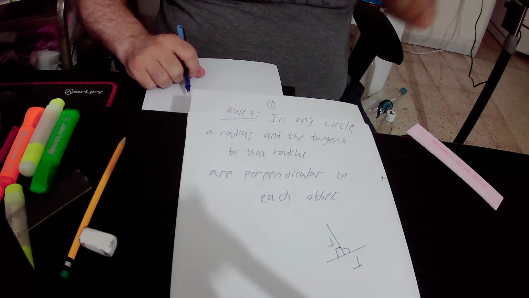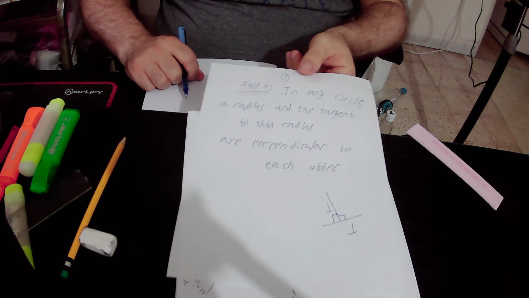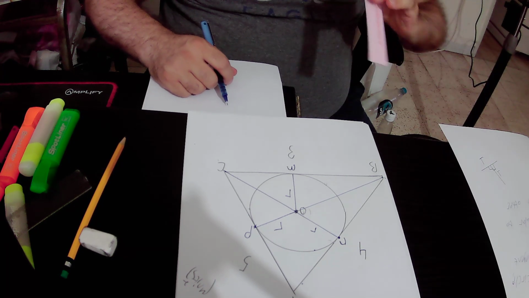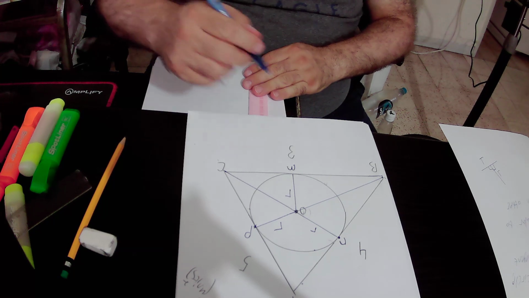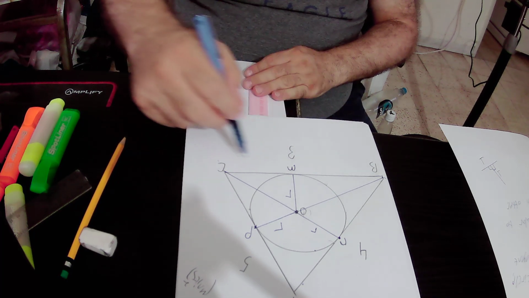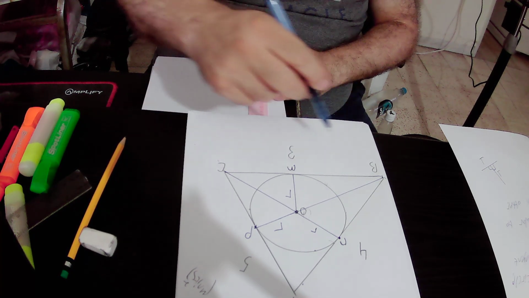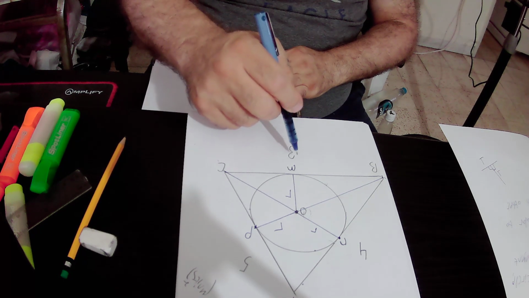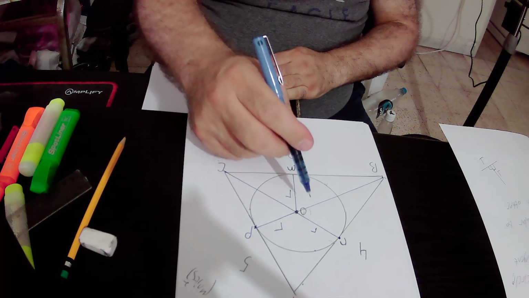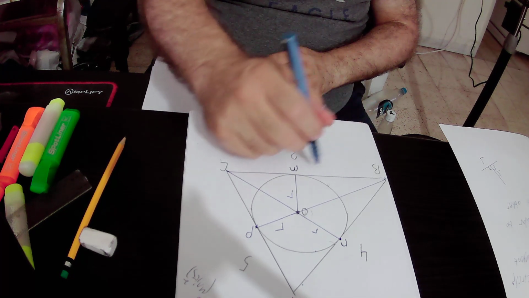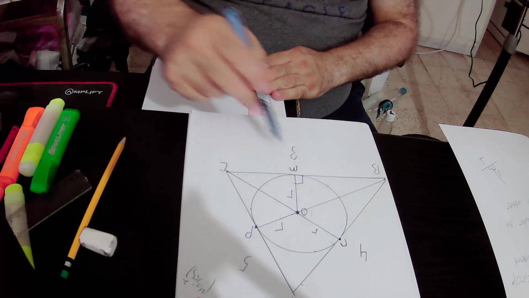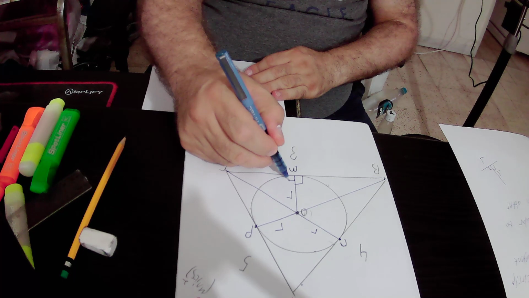Okay, so actually we can implement this rule number 1 in our circle, because we have a radius and a tangent to that radius. As I have already told you, side BC of the triangle is tangent to the circle at point M. For that reason, according to rule number 1, angle OMB equals 90 degrees, and also angle OMC equals 90 degrees.